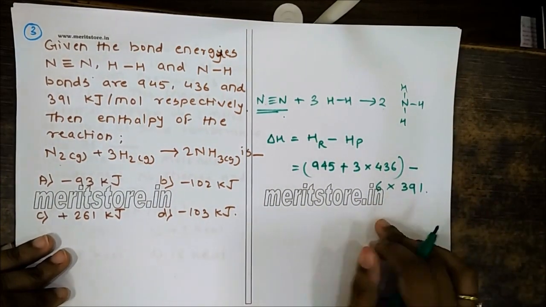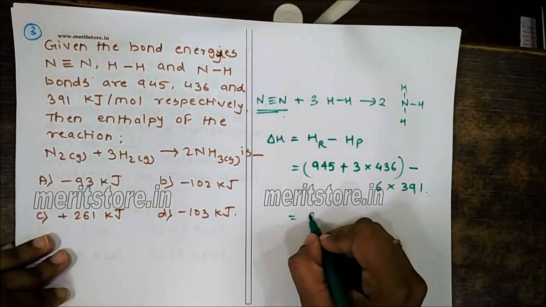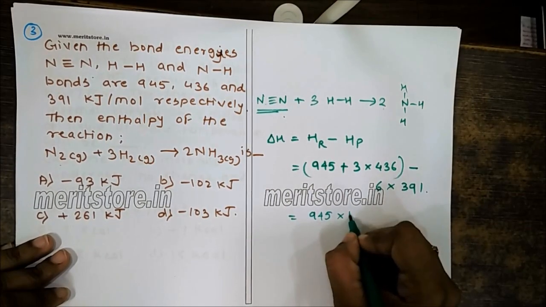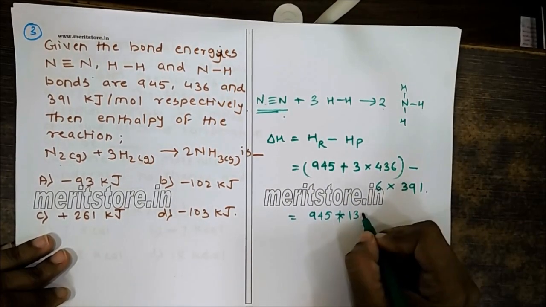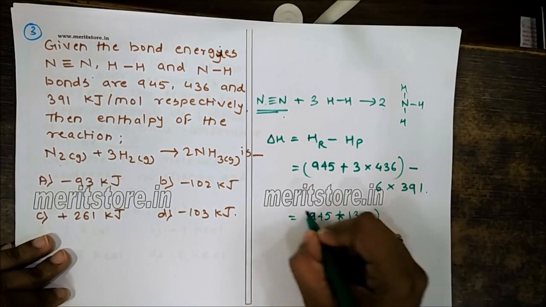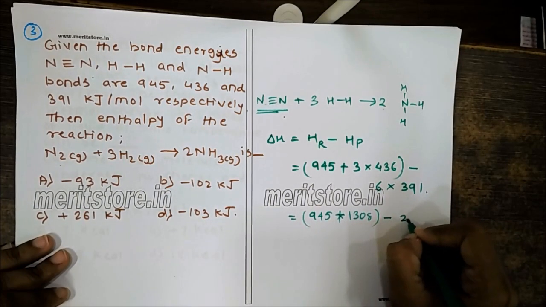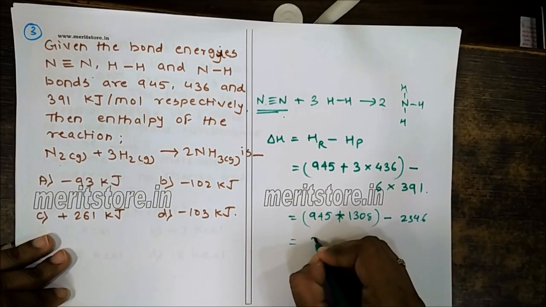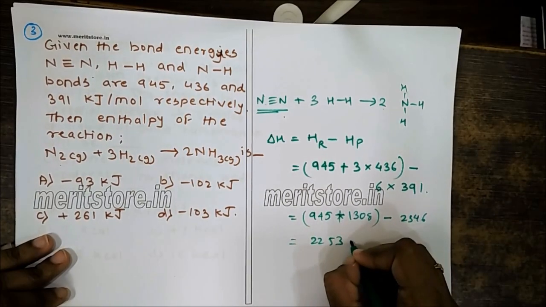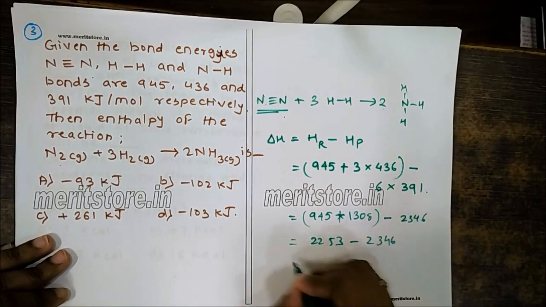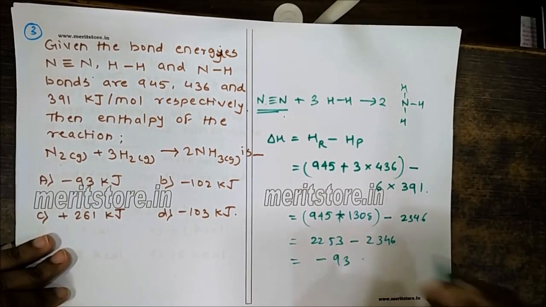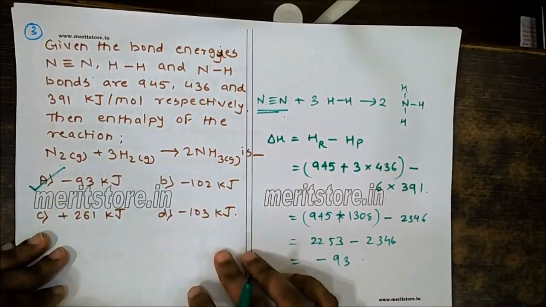So if you talk about this, total 945 plus 1308, this minus 2346. So this is 2253 minus 2346. So this is minus 93. Hence our option is option A.